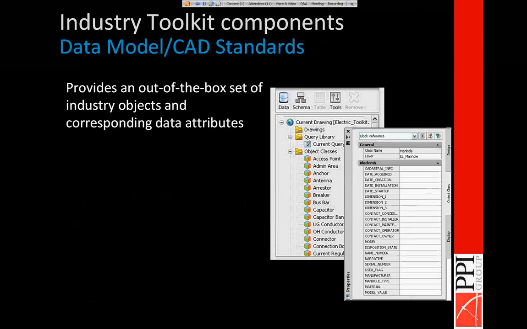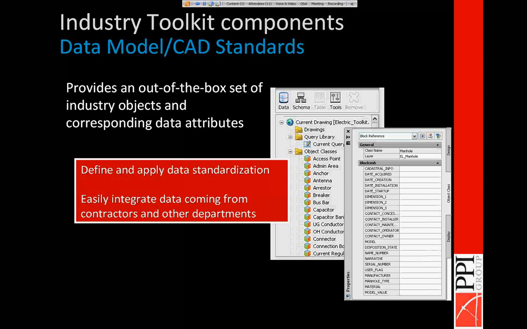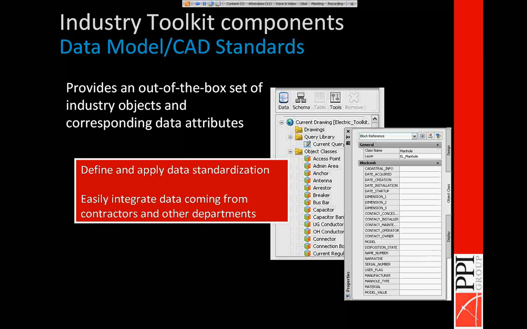So again, as I mentioned, out of the box, what do you get? You get an industry-specific data model, more or less. They can be used inside of Map 3D, and this data model again comes in the form of object data tables, as well as object classification for the actual entities. So you can easily define and apply data standards, and this integrates easily with other drawings that you might get from outside sources. So you can bring these outside source drawings together and apply these classifications and, for lack of a better term, really put together a standard that you use in your department.